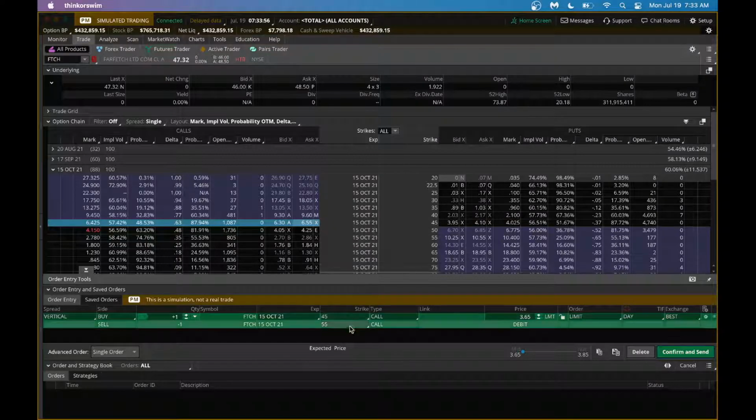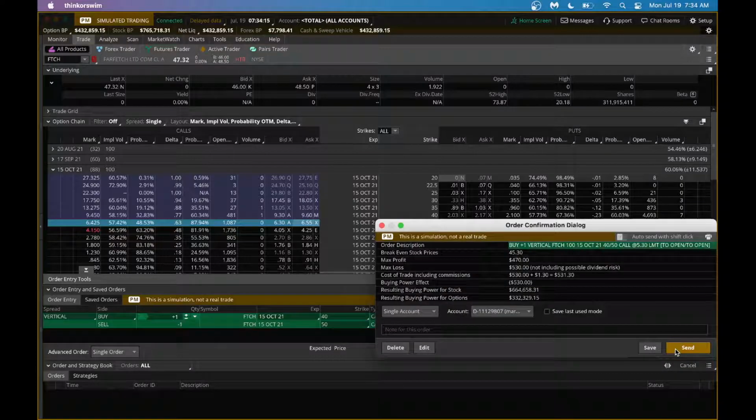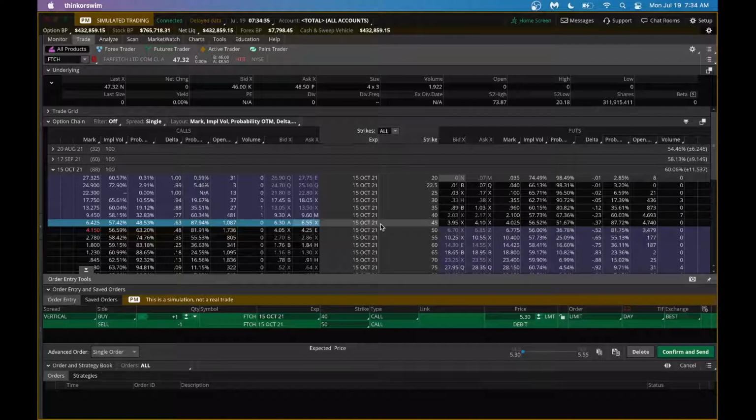Another, more conservative play is to do a 40-50 spread. You're not making too much money, almost doubling your money. It's a $10 wide spread. You're paying $530 to make $470. If you do this, your break-even point, as you can see here, comes a little bit below the current stock price. It's a much more conservative play, almost doubling your money, but not quite. This is a more conservative strategy you could employ too.